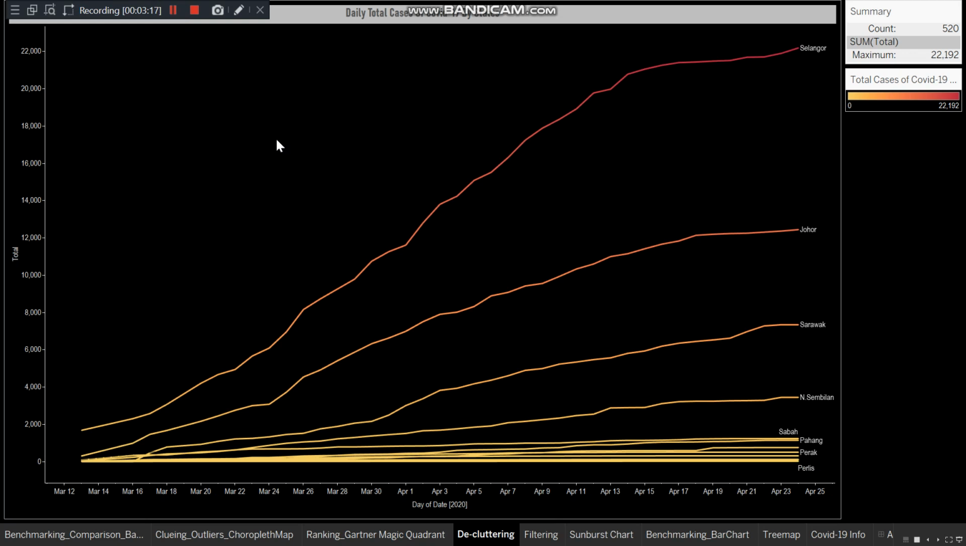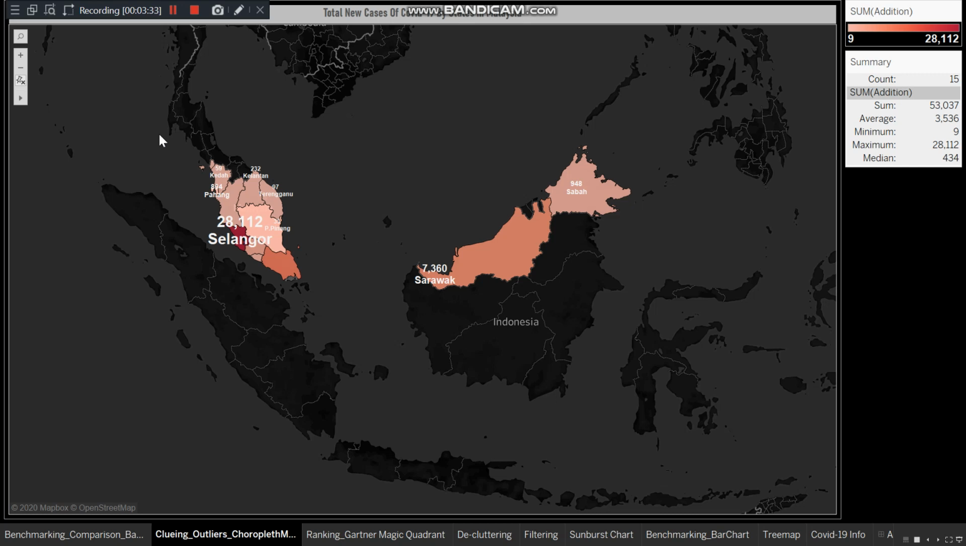This line chart is considered a decluttering analytical reasoning because it only shows the maximum number, which is Selangor, and also the colors, where the darker has the highest total daily cases. This chart is considered a cluing because even without the numbers we already know that the darker red color has the highest total new cases of COVID-19, and the light red color has the low total cases of COVID-19.